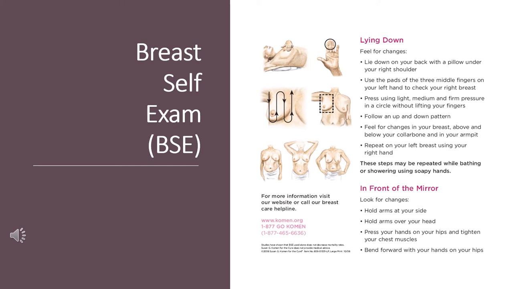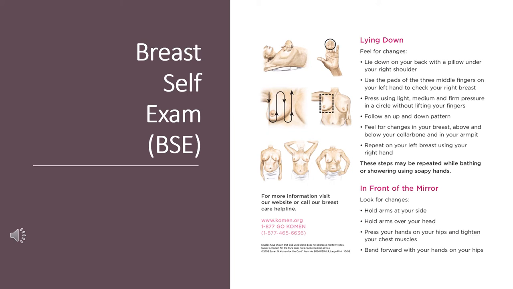So first, lie down and feel for the changes. First lie down on your back with a pillow under your right shoulder, as you can see in diagram, image one, and then use the pads of the 3 fingers on your left hand to check your right breast. You can see the hand image, there's a circle over there. Keep the position of the fingers like that, keeping your little finger apart and the thumb open.